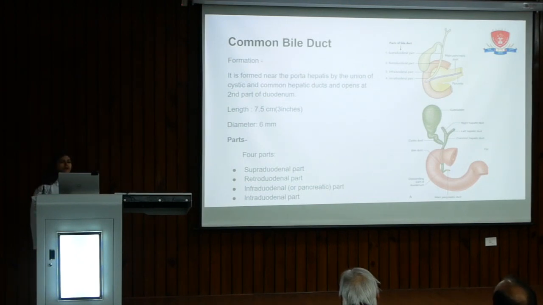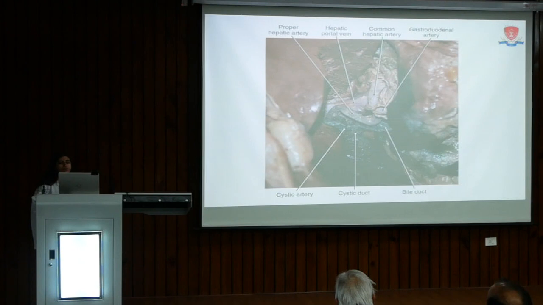Coming on to the common bile duct, which is formed near the porta hepatis by union of the cystic duct and common hepatic duct, and it opens into the second part of the duodenum. It is 7.5 cm in length and 6 mm in diameter. It has 4 parts: supraduodenal part, retroduodenal part, infraduodenal part and intraduodenal part. This is a cadaveric image showing the formation of the bile duct by union of the cystic duct and common hepatic duct.